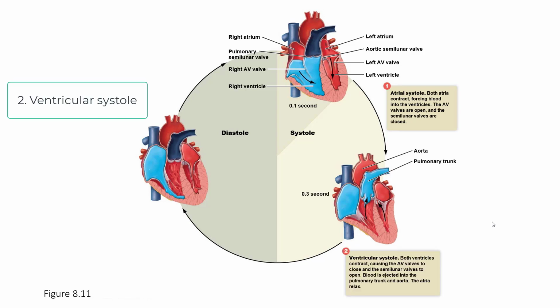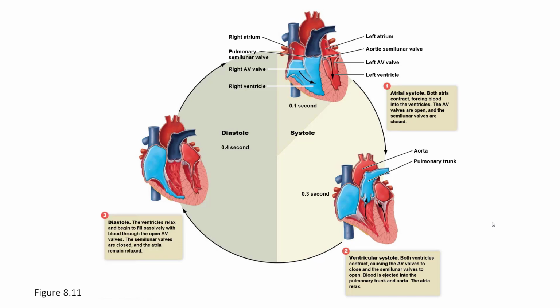Following that is ventricular systole. Both ventricles will contract, causing the AV valves to close and the semilunar valves to open. This brings blood from the ventricles out to the body. So blood will go into the pulmonary trunk, which will go to the pulmonary arteries, and will go to the aorta, which goes to the systemic circuit.